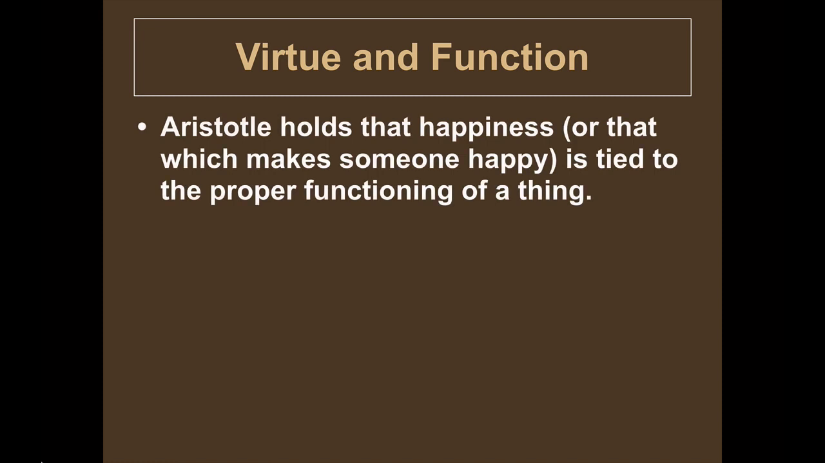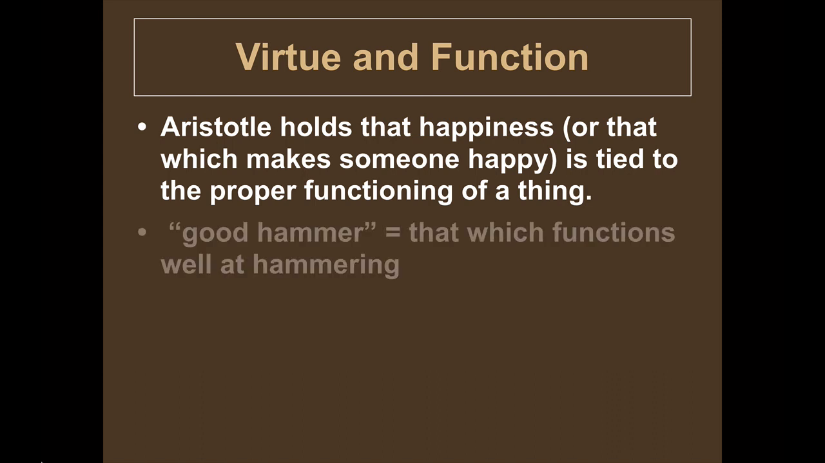So for someone to be happy, or for a thing to be good in some sense, is for it to fulfill or perform its function in the right way. So happiness, or that which makes someone happy, is tied to the proper functioning of a thing. So we're going to have to figure out, at least on Aristotle's account, what it is to function well as a human being. All right.